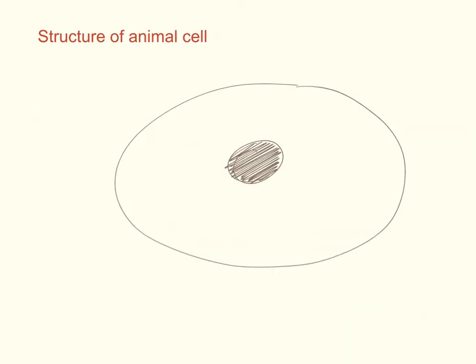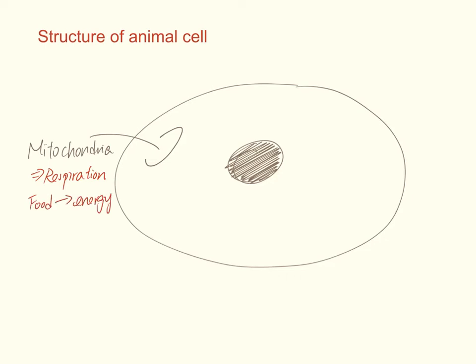The next structure we're going to look at is in the shape of a rod. This rod-shaped organelle is called the mitochondria. Inside the mitochondria, the process of respiration takes place, which means that food is turned into energy. This energy will power up all the activities of your body.